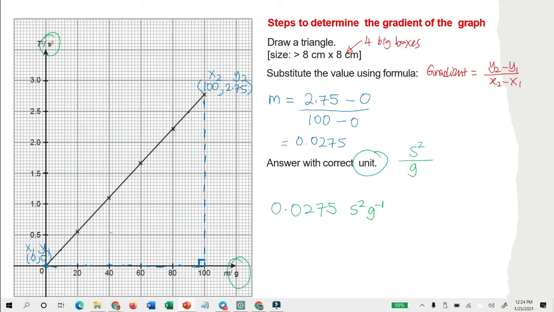I hope you can understand why it becomes g to the power of -1, because it's over g, right? Based on the law of indices, for example, 1 over a is a to the power of -1, 1 over a squared is a to the power of -2, and 1 over a to the power of n is a to the power of -n. So this is the law of indices. Okay, so we are done with this.